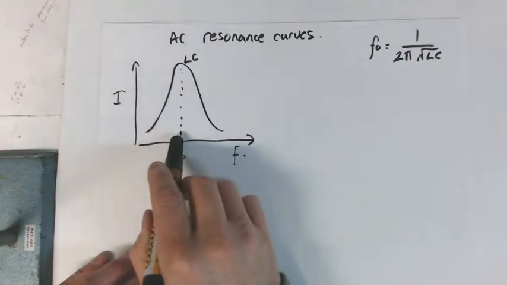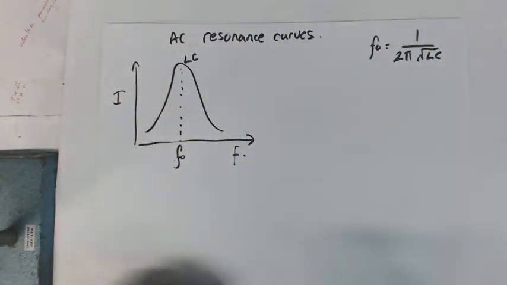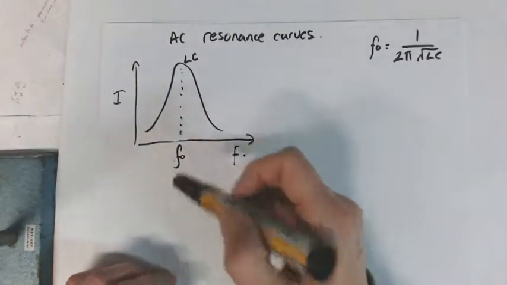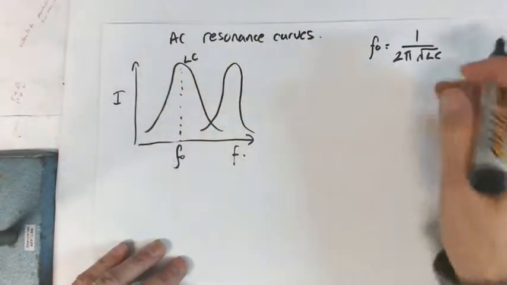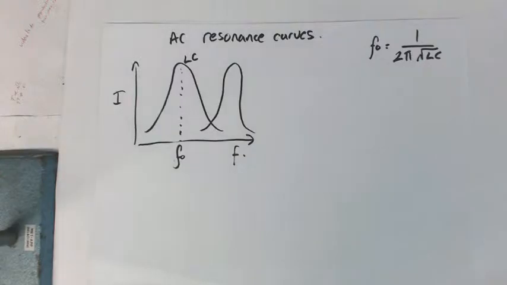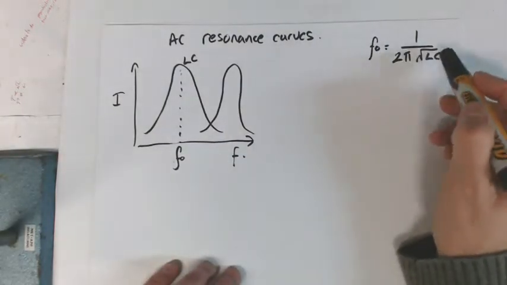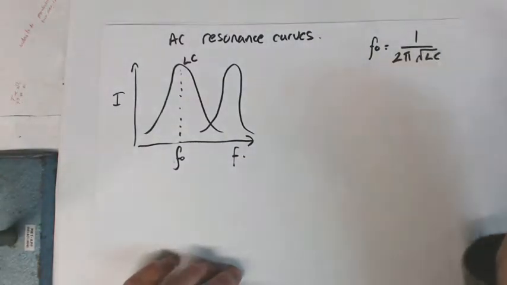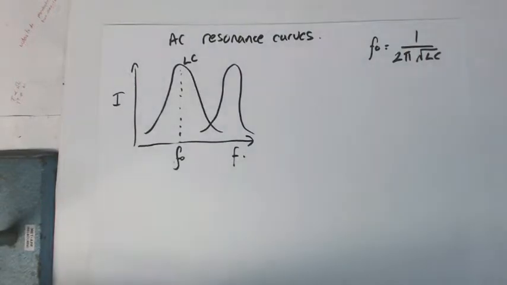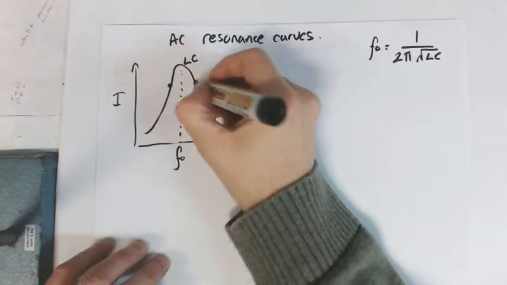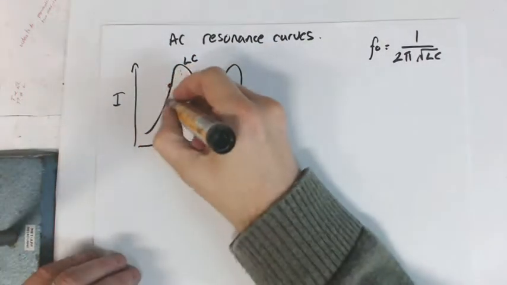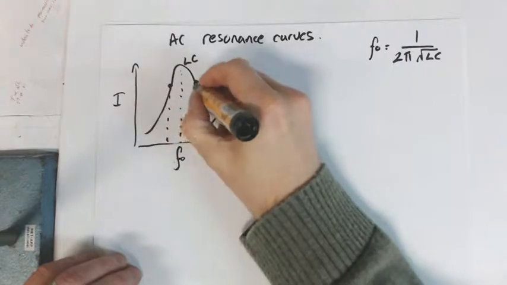this resonant bit here. And so if we had a different LC combination, we'd have a different curve. So obviously if we had a different LC combination, we could have a higher frequency. To get a higher frequency for the resonance, obviously we'd need the square root under here to be smaller.